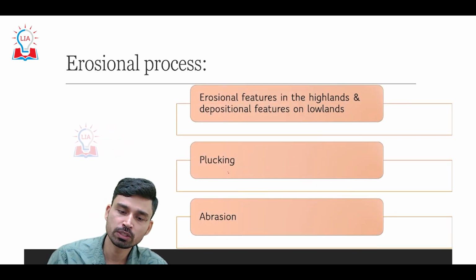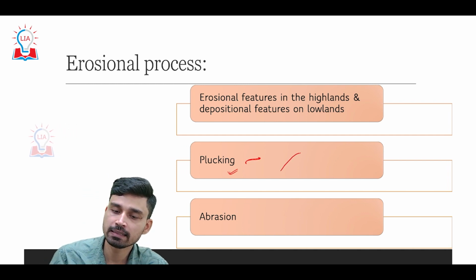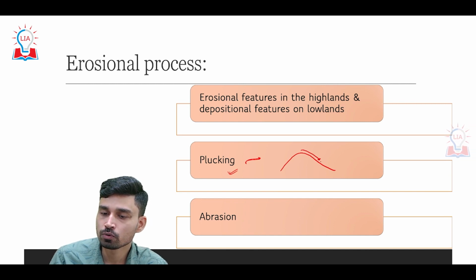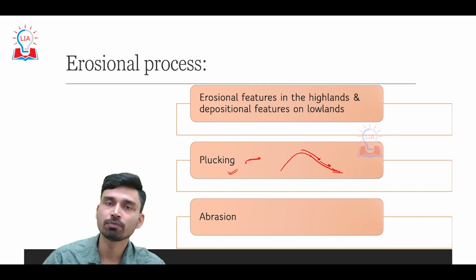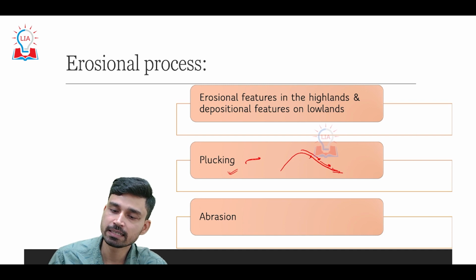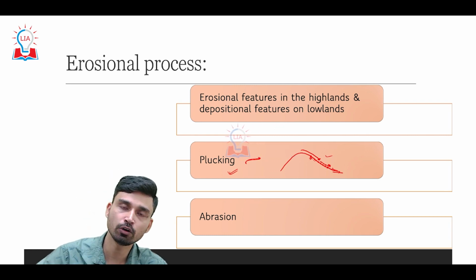The first is what we call plucking. Plucking is when we have a glacier moving over a downslope region. As the glacier moves over the downslope region, the pressure suddenly decreases, and this causes the freezing of water. As the water freezes, it is pulled along with the glacial sheet, and this causes a break in the rocks, a break in the particular structure. This is what we call plucking. It gives rise to a serrated, rugged kind of edge, a rugged landform.